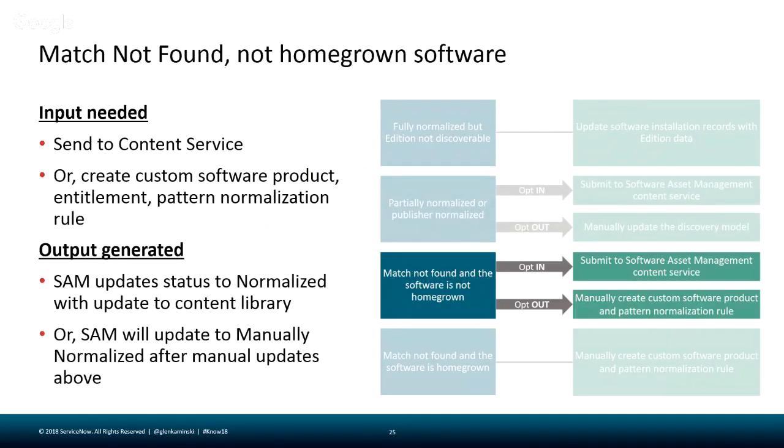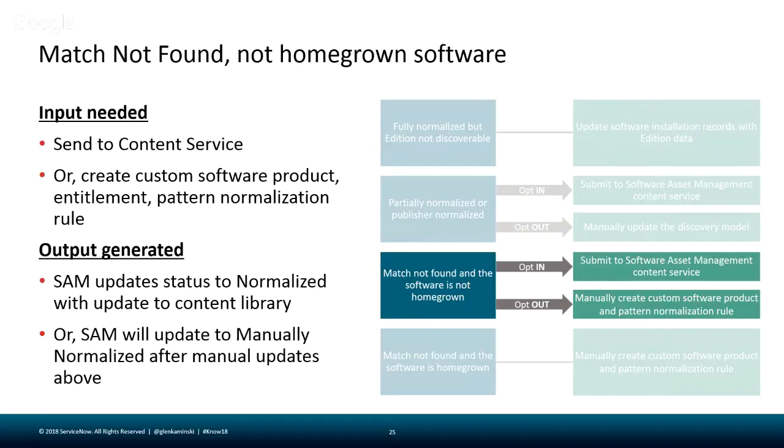Now, if the software discovery model is not found within the content library and it's not homegrown software, again, send it to the content service. Let the content service research it, add that into the library. When the library gets updated and reconciliation is run, it will update your discovery model.